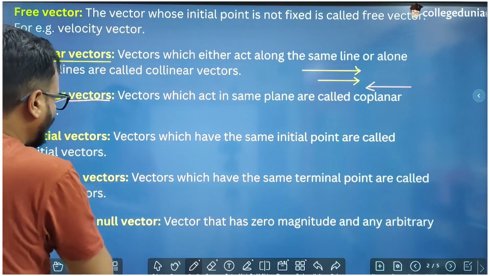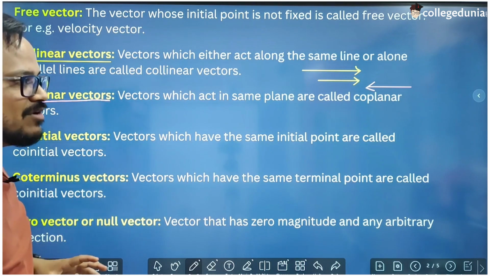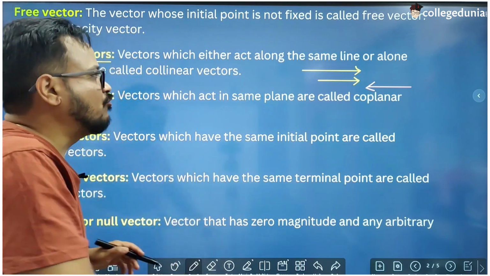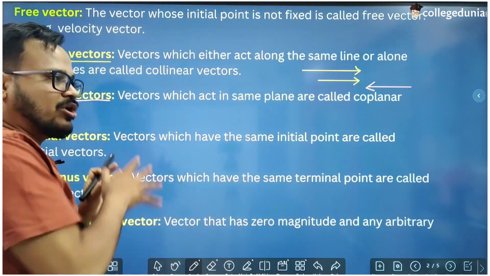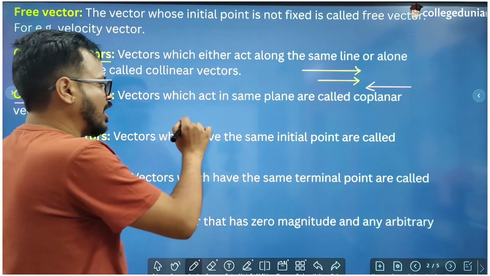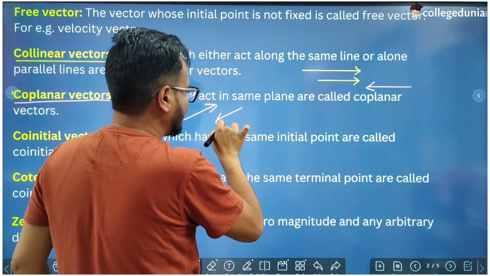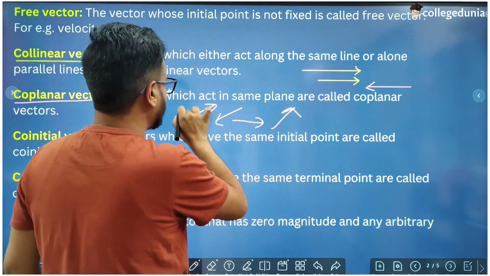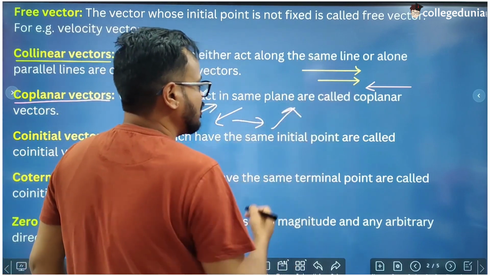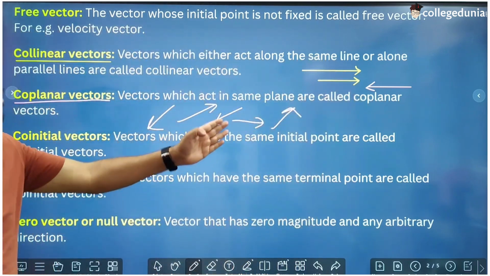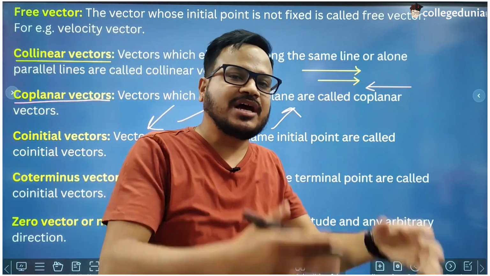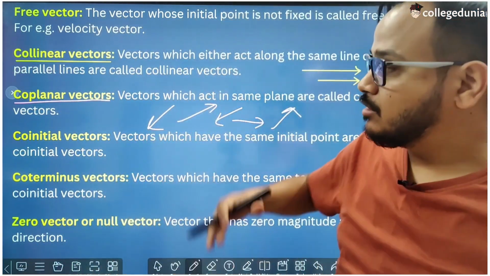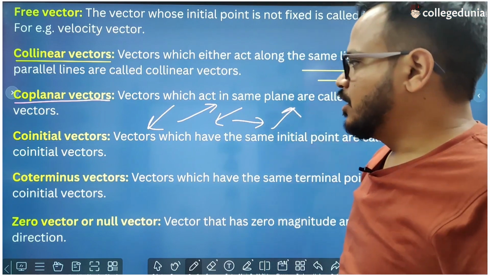Next is coplanar vectors. Coplanar vectors are vectors which act in the same plane. For example, this is a plane of the board. So any vector which is drawn in this plane, any two vectors which are drawn in this plane, and these three also, all these 8 vectors are coplanar vectors because they are acting in the same plane. That is the plane of this board.